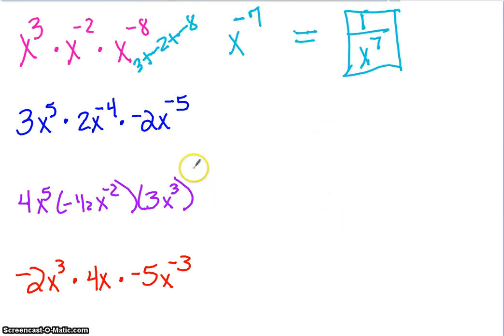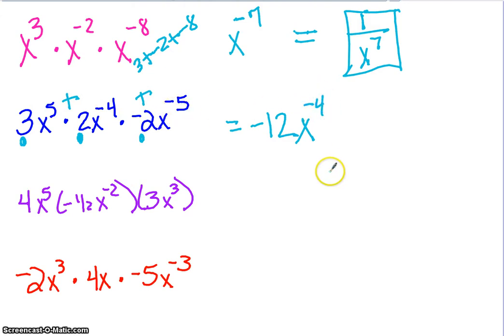All right, the next one, you had to take your coefficients and you had to actually multiply them. So it was 3 times 2 times negative 2. 3 times 2 is 6, times negative 2 is negative 12. Now, if you needed to do that in the calculator, that's fine. Your base is x. You take your exponents at the top and you add them. So it's 5 plus negative 4 plus 5. And when you combine those, you should get a negative 4.